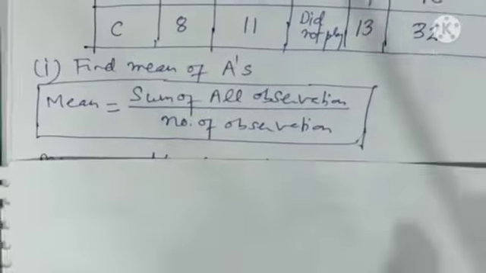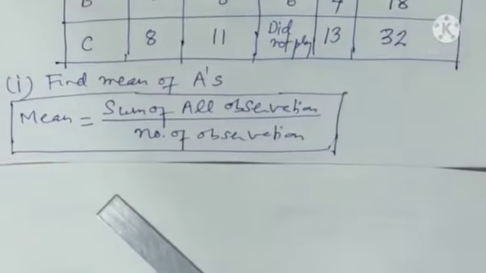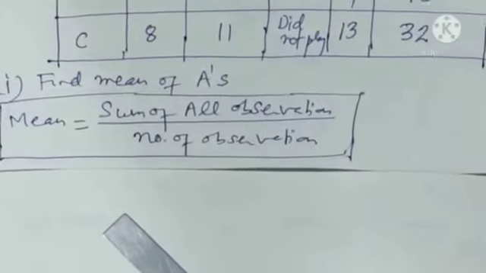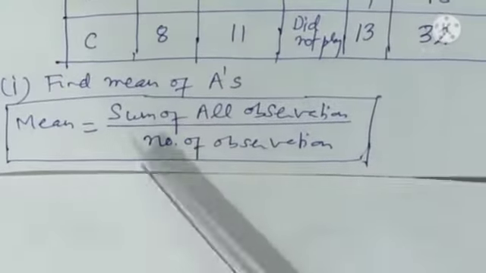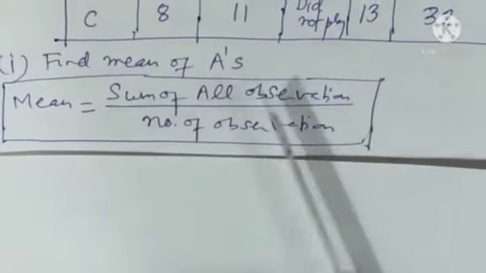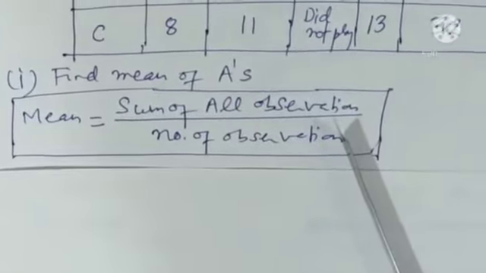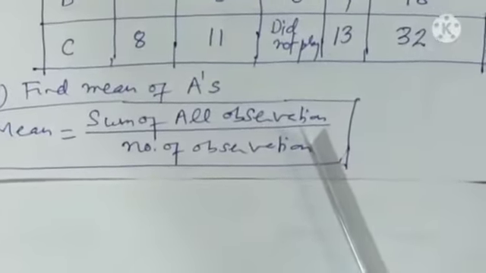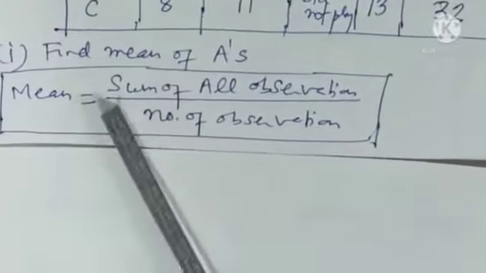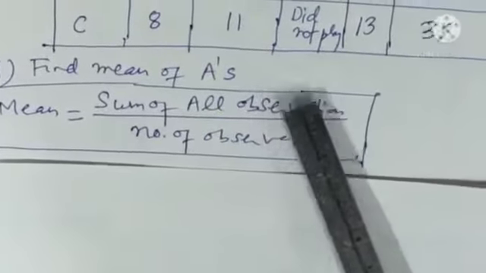In this question, first you should understand the meaning of the mean. Mean is the sum of all the observations divided by the number of observations. Are you getting that point? What is the difference between the numerator and the denominator? In the numerator, you are taking the sum of all observations.